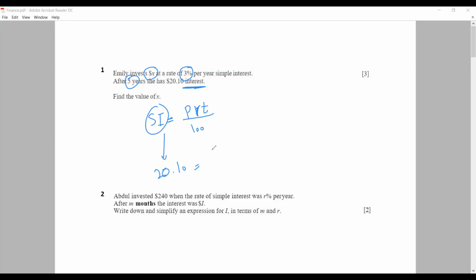So P is X, times R, 3, times 5, over 100. Therefore, X is 2010 divided by 15. So how much would that be? Okay, that's 134 US dollars. Easy question. Question number two, Abdul invested 240 US dollars when the rate of simple interest was R% per year.